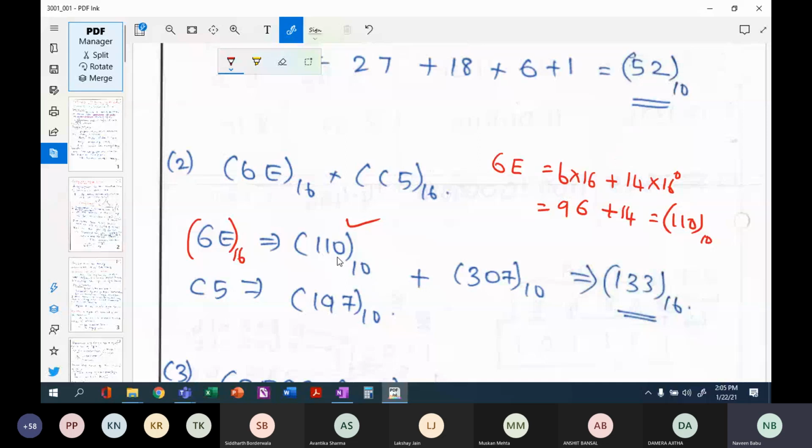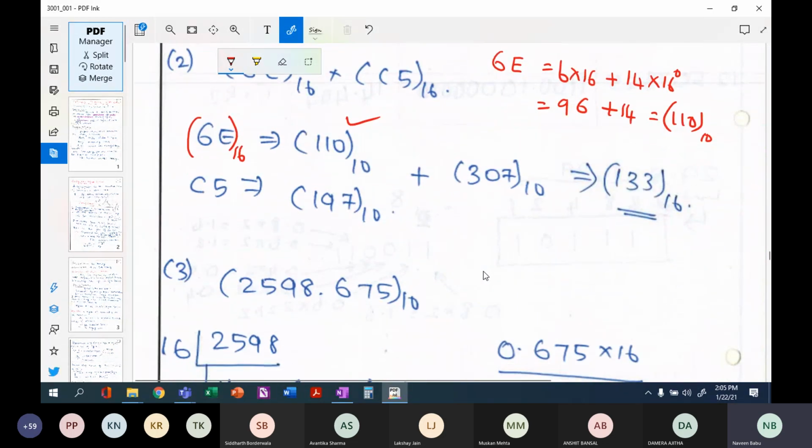So convert this into decimal equivalent. Similarly, C5 also convert into decimal equivalent. You will have to do the same thing. So what is C equivalent to? C is equivalent to 12. So 12 into 16 plus 5 into 1, which is 16 power 0. So 12 into 16, how much? 192, I believe. So it is 192 plus 5, it is going to be 197.